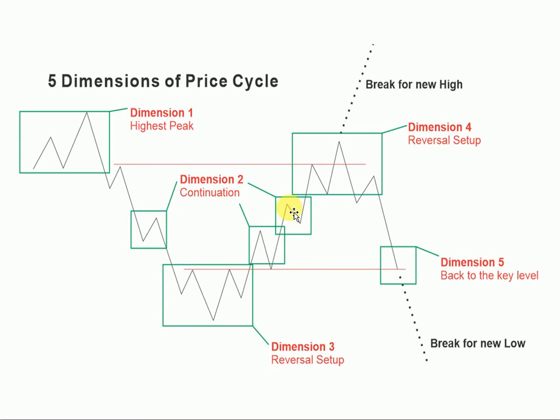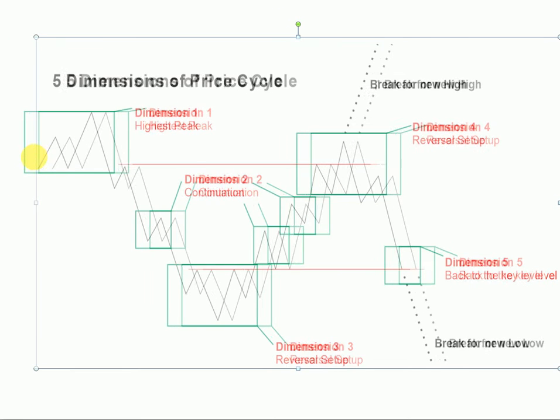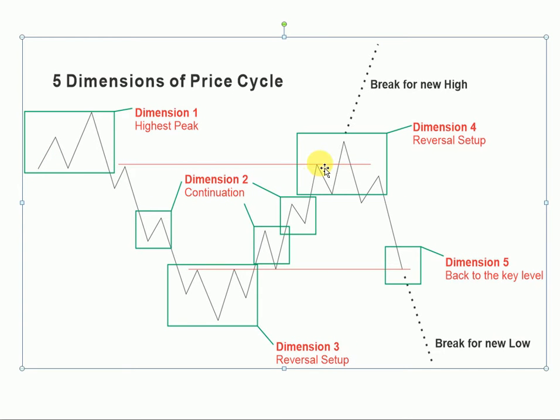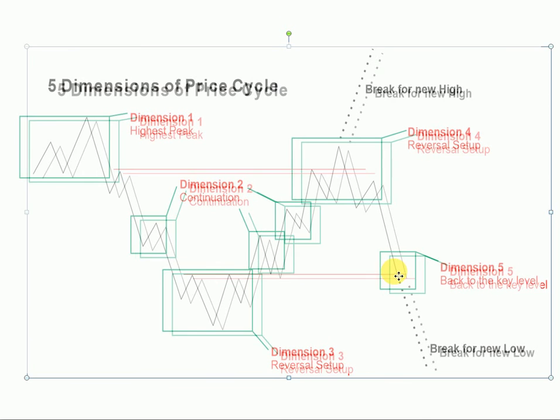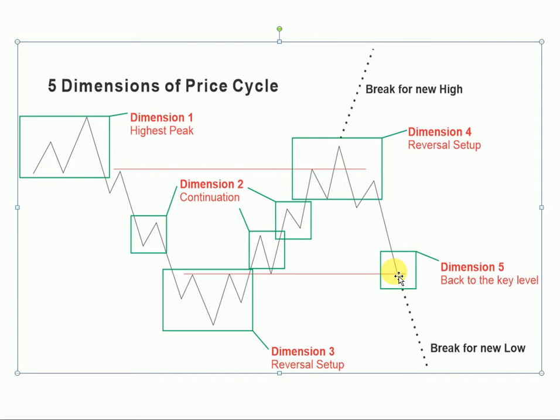So the continuation setup is what we are expecting to happen right in this area. Once the price moves up to this area, we expect a reversal because the price has been rejected from the resistance and is forming the setup, expecting an entry for the drop. So once the price completes the drop, then this five dimension cycle is complete.